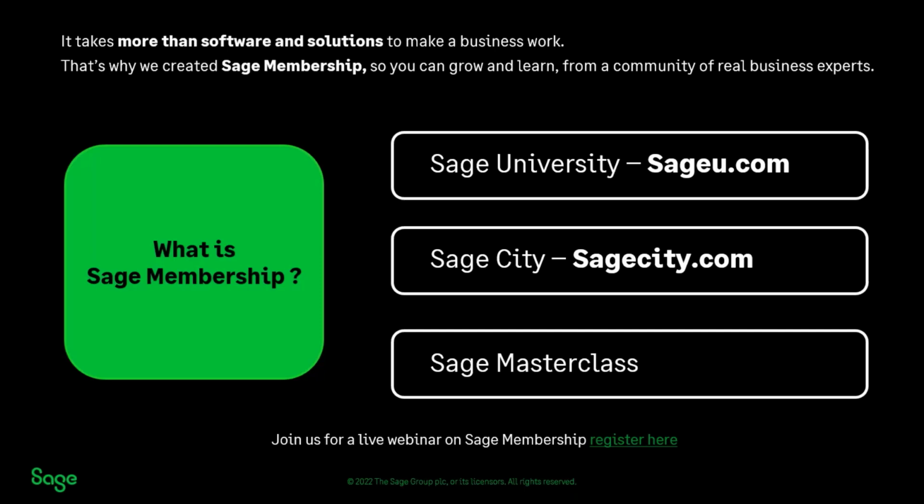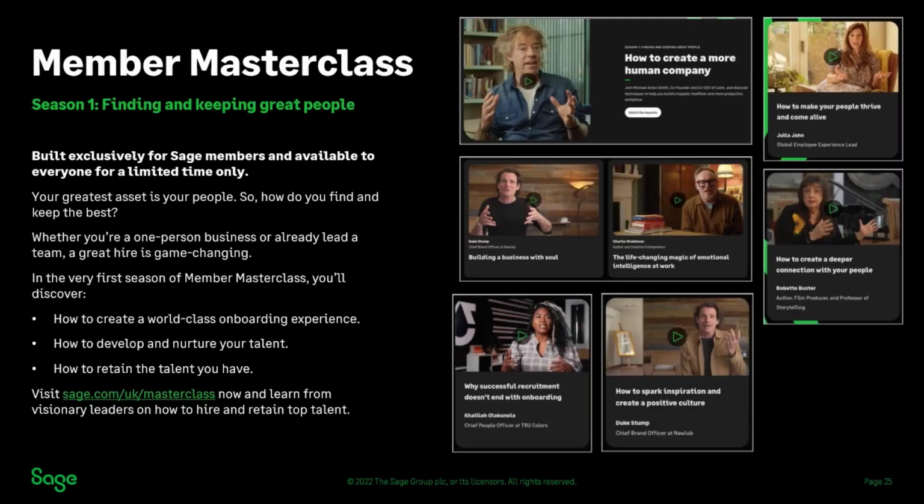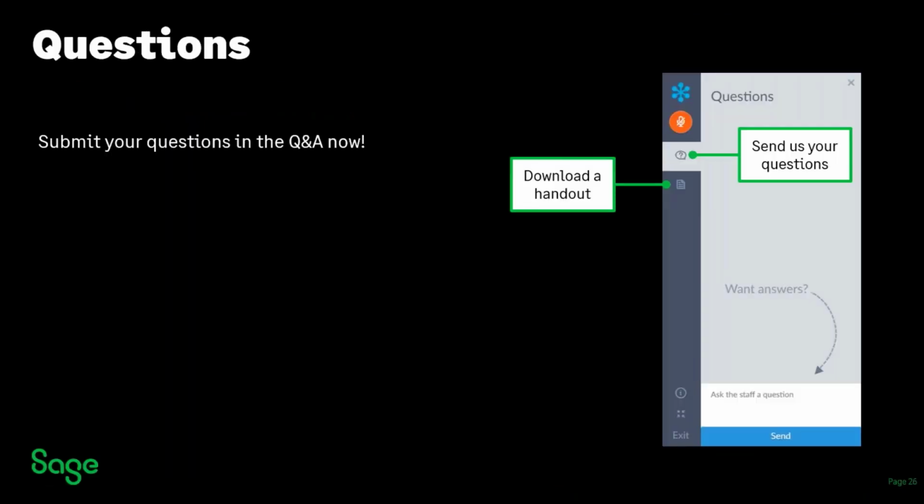And then you have our Sage Masterclass as well. There's more information on this slide for you. I'll not run through it because it is quite a lot, but if you are downloading the handout, it is available to you on that as well. You can have a quick look through, or you can head on over to sage.com/UK/masterclass. And that wraps it up.